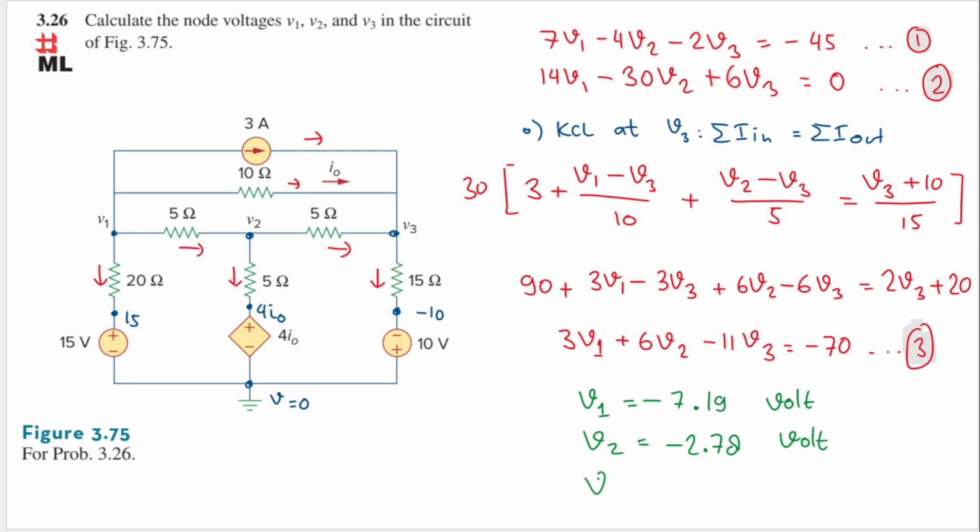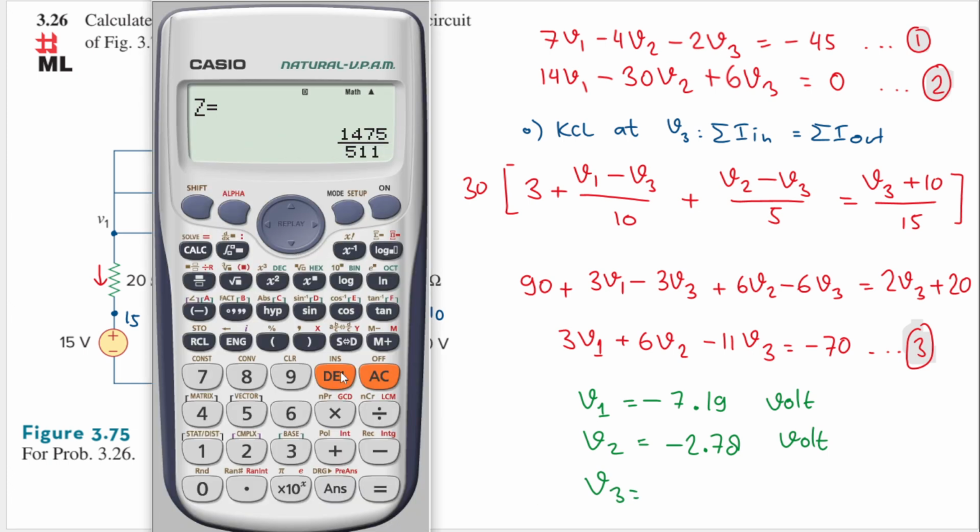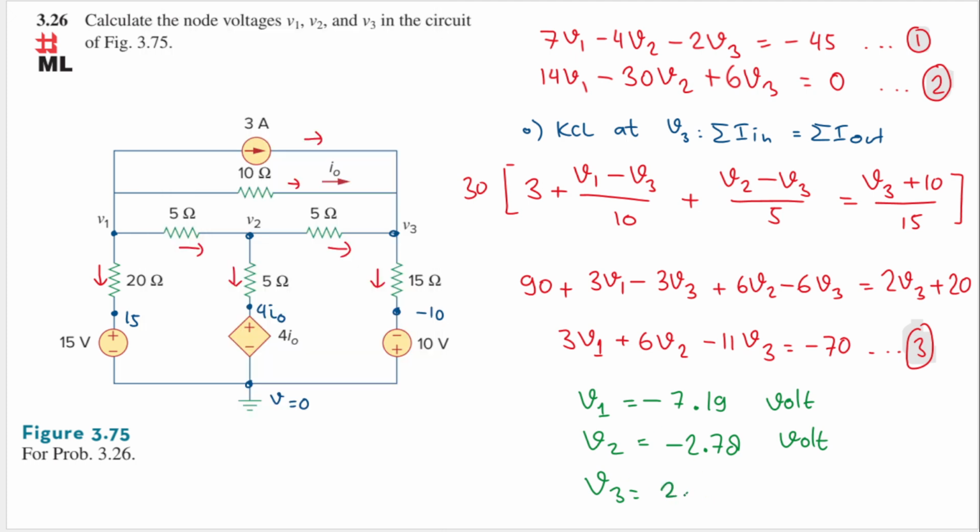And then what is V3? V3 is the Z value, which is 2.89. 2.89 volt. Okay, and then I think that's all for this problem.